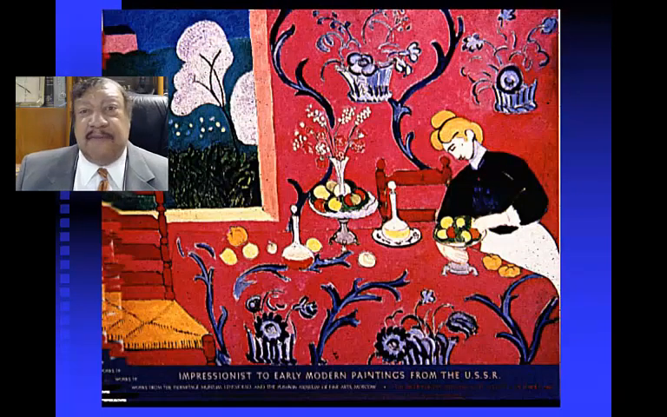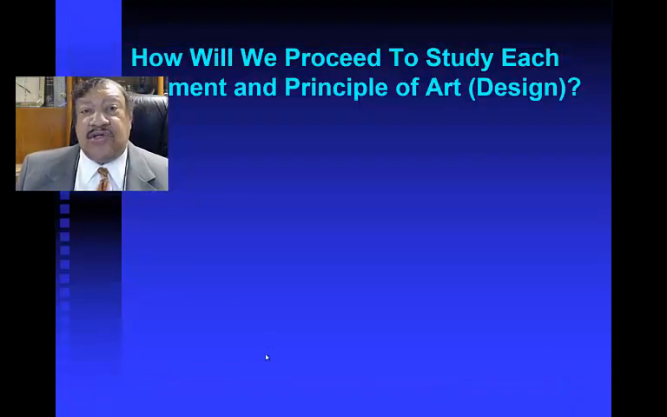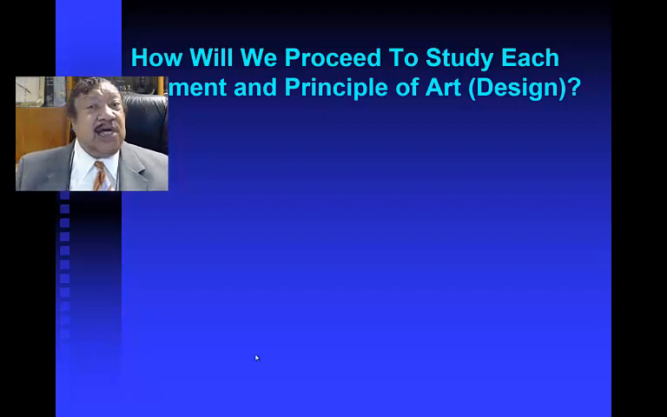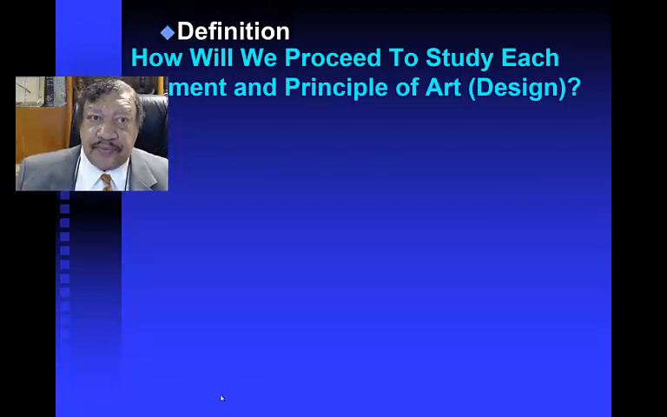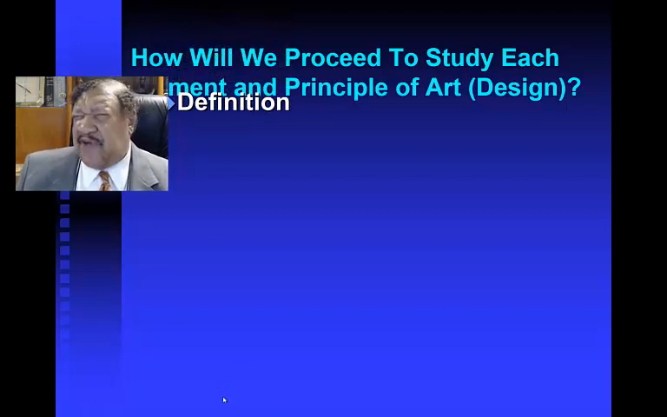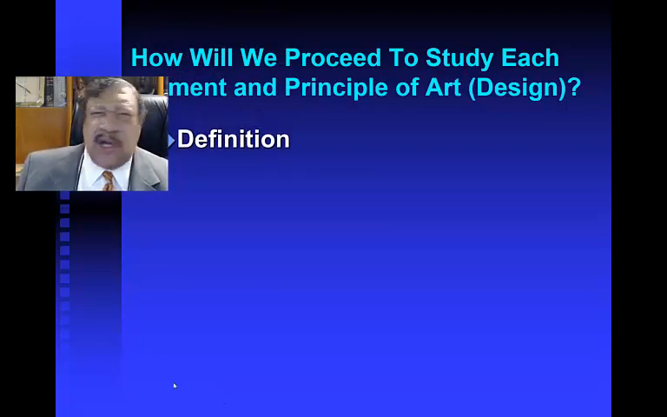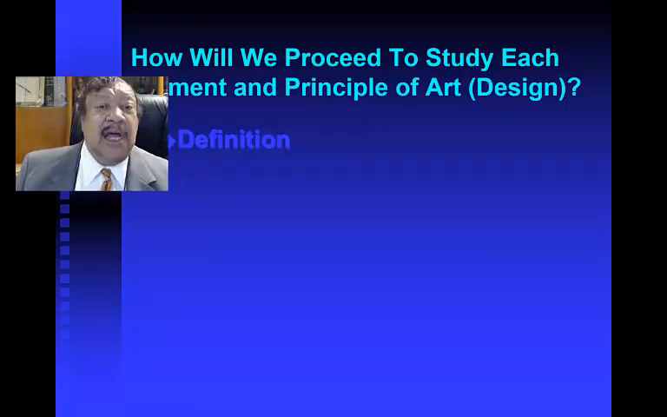So here's another painting by Matisse. Look how the lines and the colors all work together. So how will we proceed as we study each element and principle of art? One, we want to define. So we're going to look at line in a moment. And line has to be defined. A line is a series of moving points.